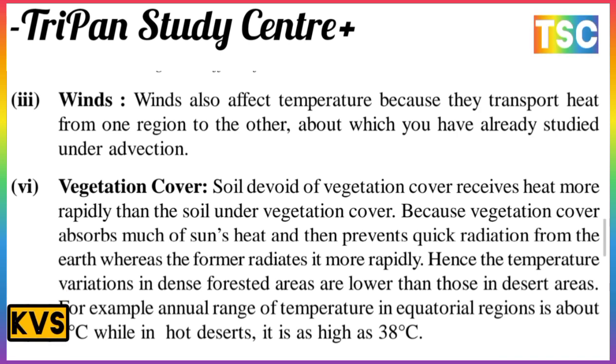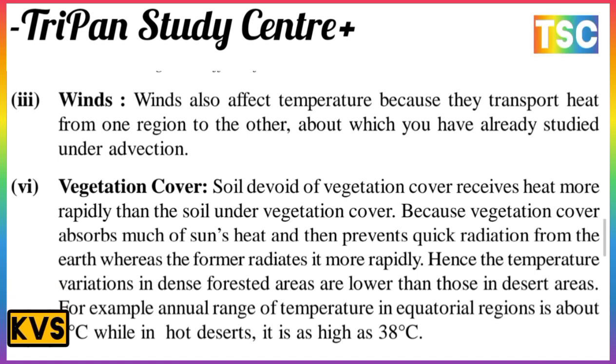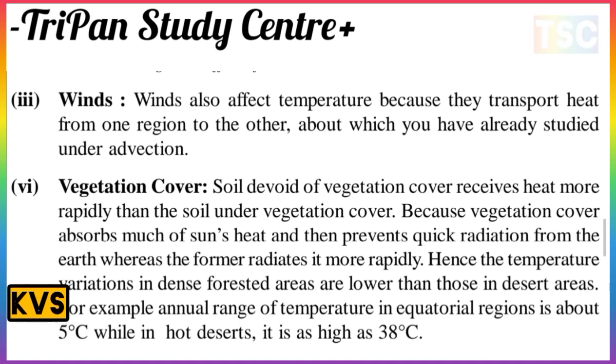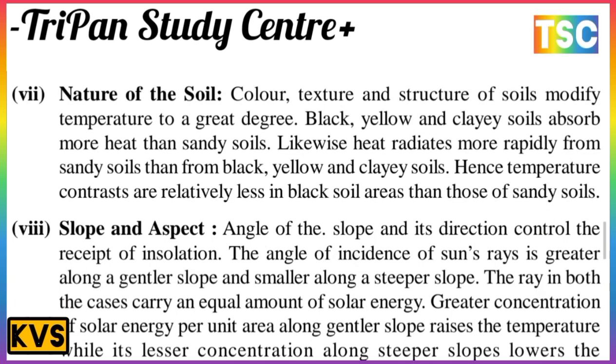The vegetation cover is the most important. You know that a desert area has no plants and very low density. The temperature variation in a dense forest area is lower than in a hot desert area. For example, the annual range of temperature in the equatorial region is about 5 Celsius, while in the hot desert it is as high as 38 Celsius. The next factor is the nature of the soil.